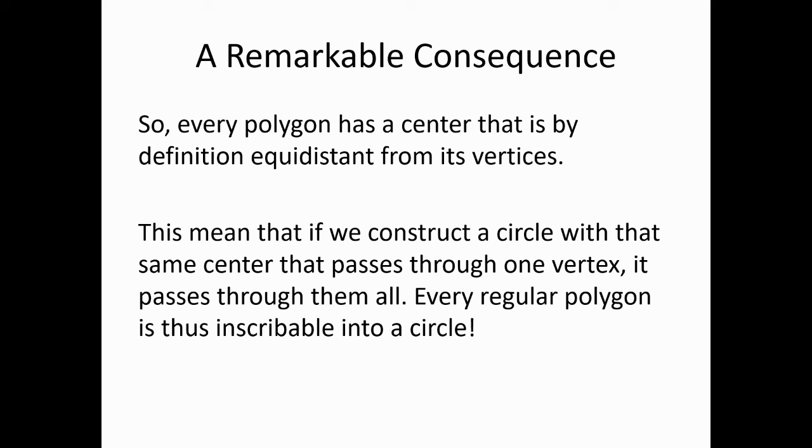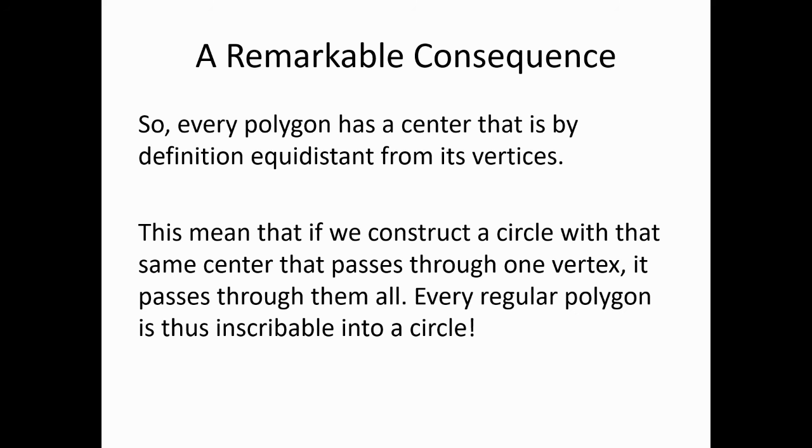Now, note a result that will follow immediately once you've proven that a regular polygon has a center, defined as the point equidistant from its vertices. What this means is that if we begin to construct a circle whose center is the center of the regular polygon and passes through one of the vertices, then that circle must pass through all of the vertices as well.